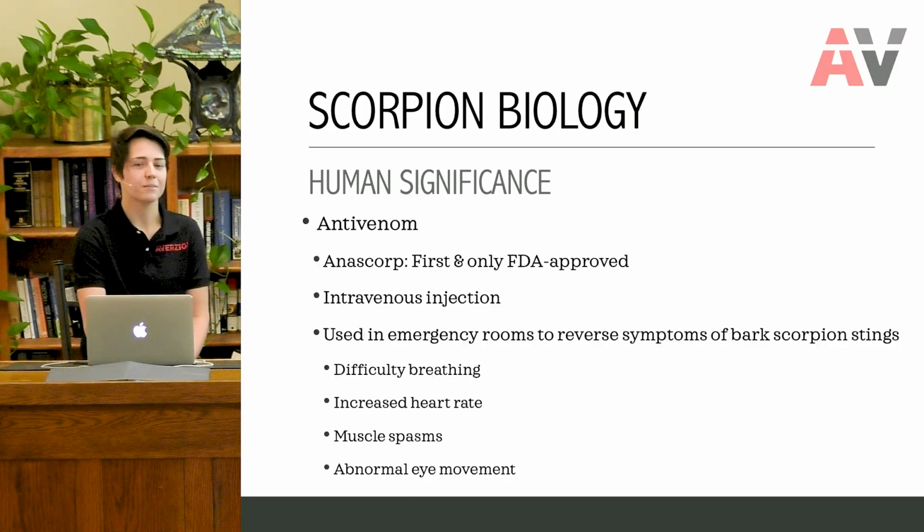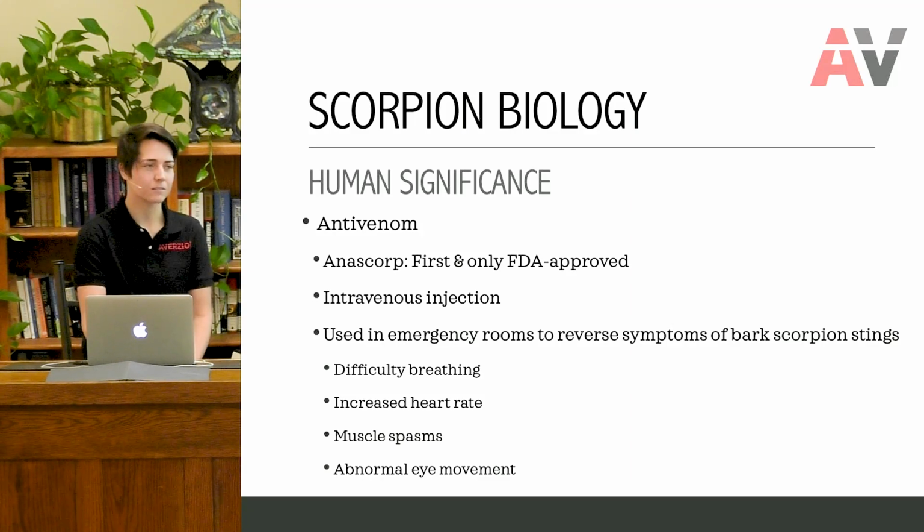So there is an antivenom out there available for scorpion stings for the Arizona bark scorpion. It's called Anascorp, and it's the first and only FDA-approved antivenom that is available. It's administered through an intravenous injection, so just an IV, and it's used in emergency room settings to reverse the symptoms of bark scorpion stings that are going to be more severe. So again, difficulty breathing, increased heart rate are going to be the main two that this antivenom controls for.